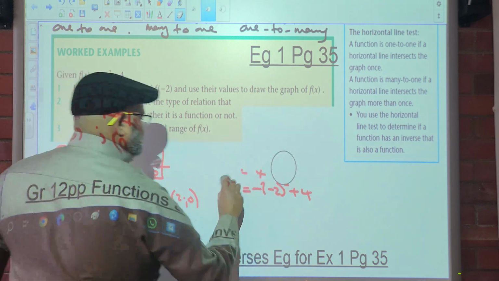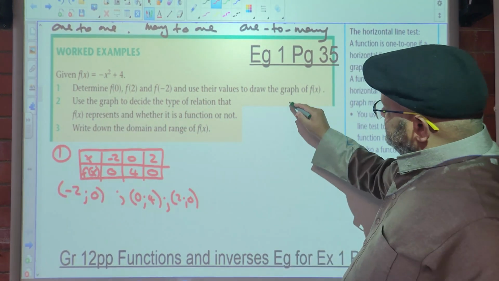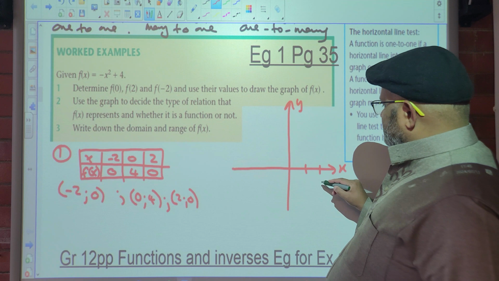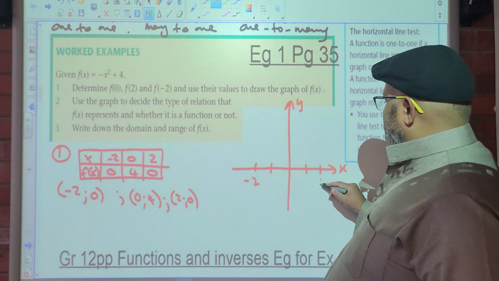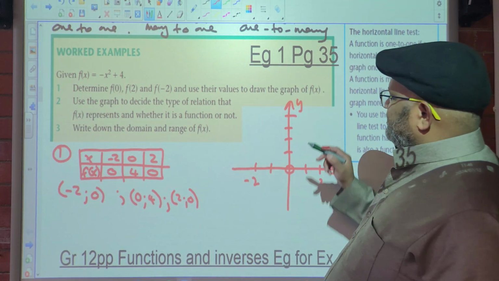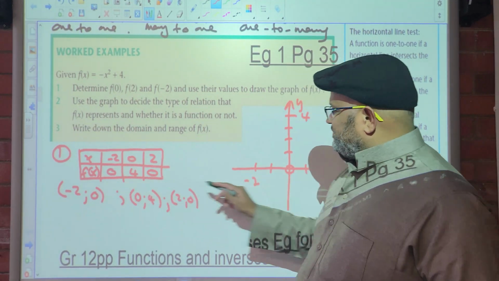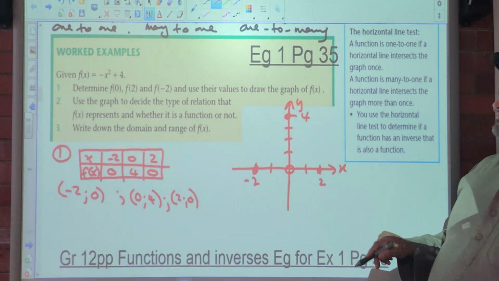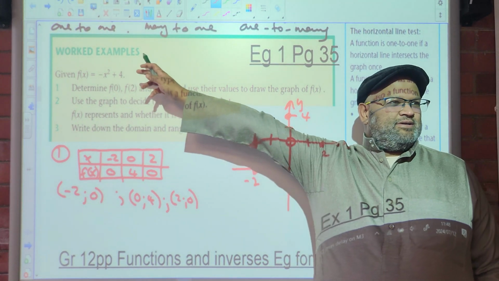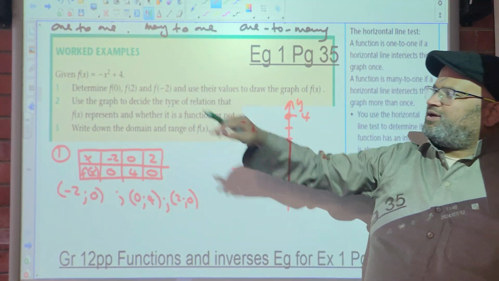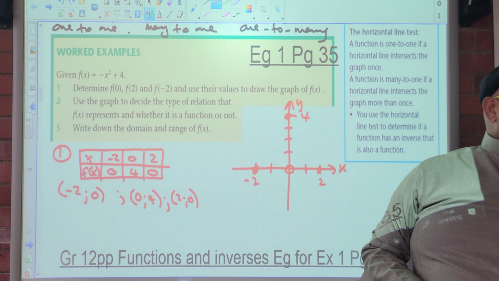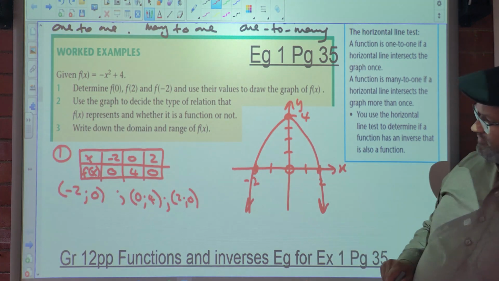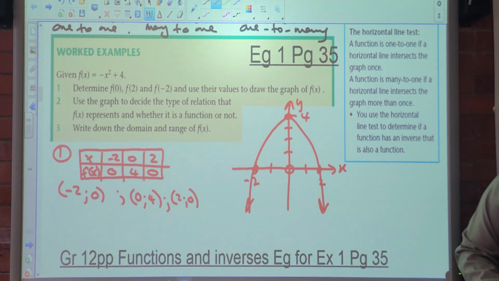Okay. So if I draw that graph, x and y is 1, 2, minus 1, minus 2, 0, so 1, 2, 3, 4. So if x is negative 2, y is 0. If x is 0, y is 4. If x is 2, y is 0. What type of graph are we drawing here? X squared. What type of graph is this? Parabola, yes, or quadratic function. So there is that graph. Okay, you guys understand?